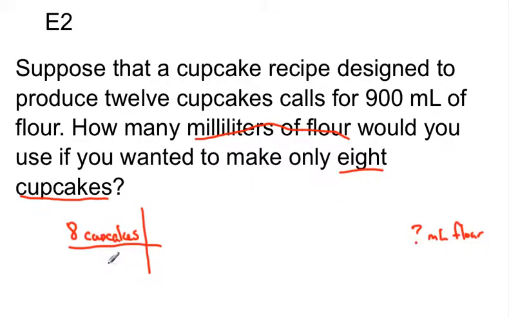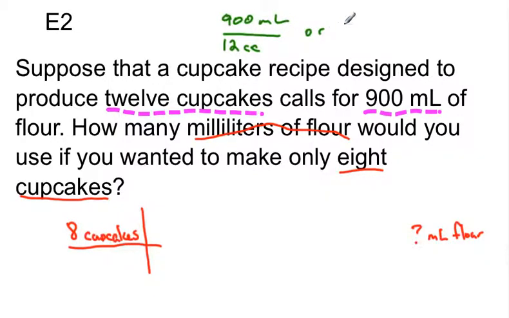Okay, so to do this, I need a conversion factor or a ratio to convert cupcakes to milliliters. So let's go back to our problem here. We have 12 cupcakes requires 900 milliliters of flour. So I can write that as a conversion: 900 milliliters over 12 cupcakes. I'm going to just put a double C. Or I can write it as 12 cupcakes for every 900 milliliters.